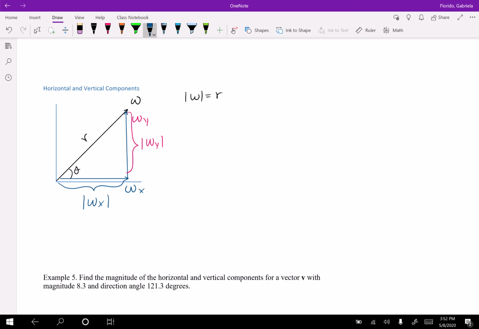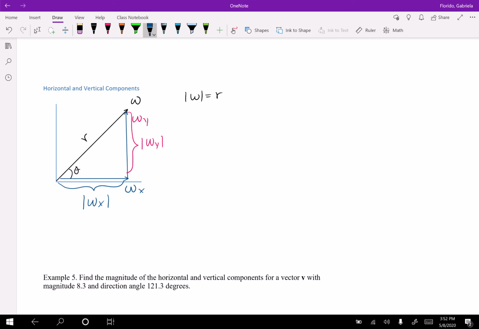So again, we're trying to find the length of Wy. Suppose that we know theta and we know the length of my vector W, which is r. So the magnitude, the length of my vector is r, and I know theta. So somehow we want to write the magnitude of my vertical and horizontal components in terms of theta and in terms of r.